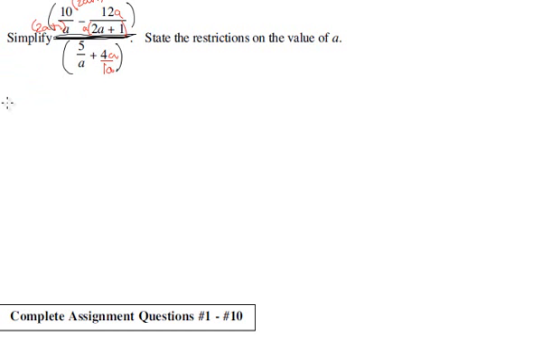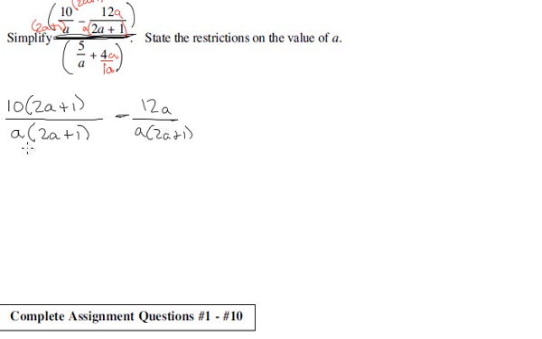We have 10 times 2a plus 1. I'll expand that in a moment. We have downstairs a times 2a plus 1, minus 12a over a 2a plus 1, and then downstairs we have 5 over a plus 4a over a. Alright, that was pretty successful.